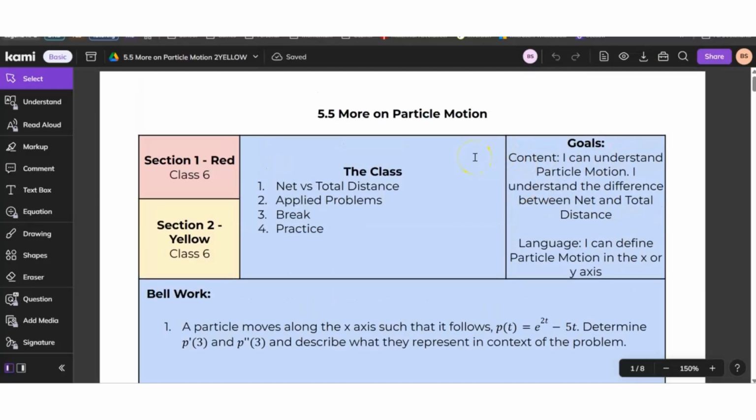All right, we're going to talk about more particle motion. Isn't that exciting? I can hear you all screaming. Kill me now!